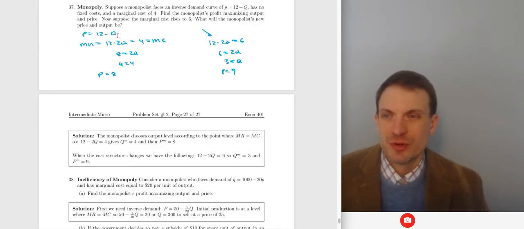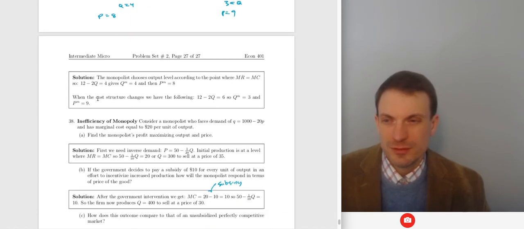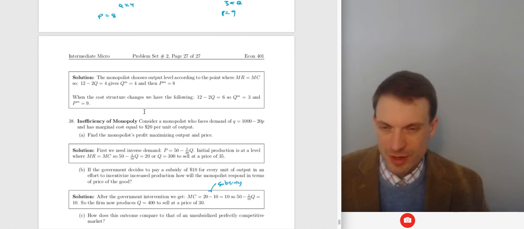Well, if price is equal to 12 minus Q, marginal revenue is going to be 12 minus 2Q. Marginal cost was 4, so the monopoly's quantity is going to be 4. Monopoly's price is going to be 8. If marginal cost rises to 6, what changes? The marginal cost side, so now it's going to be 12 minus 2Q is equal to 6, or we get a quantity of 3, and we get a price of 9. So that's this right here.